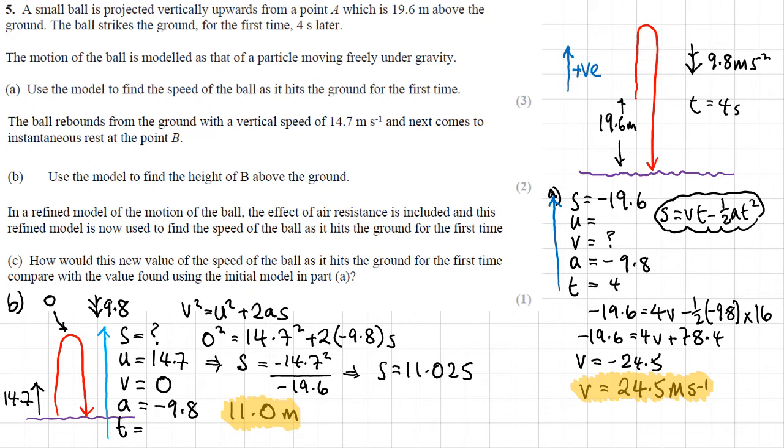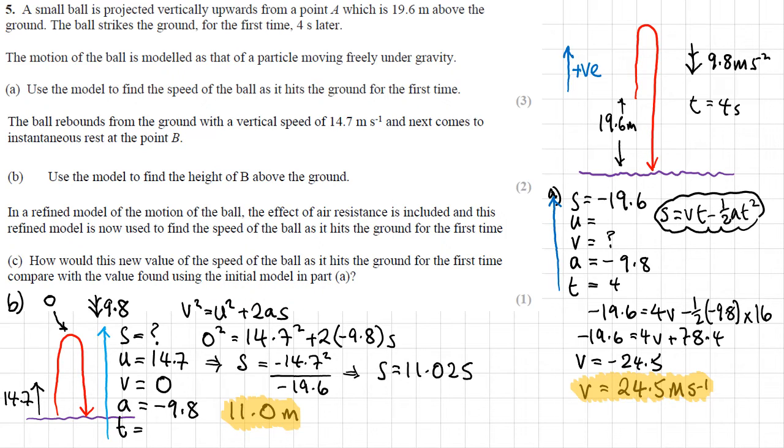And lastly, part C, how would this new value of the speed of the ball as it hits the ground for the first time compare with the value found using the initial model in part A? It would help if I read the bit before. In a refined model of the motion of the ball, the effect of air resistance is included, and this refined model is now used to find the speed of the ball as it hits the ground for the first time. How would this new value of the speed of the ball as it hits the ground for the first time compare with the value found with the initial model in part A?